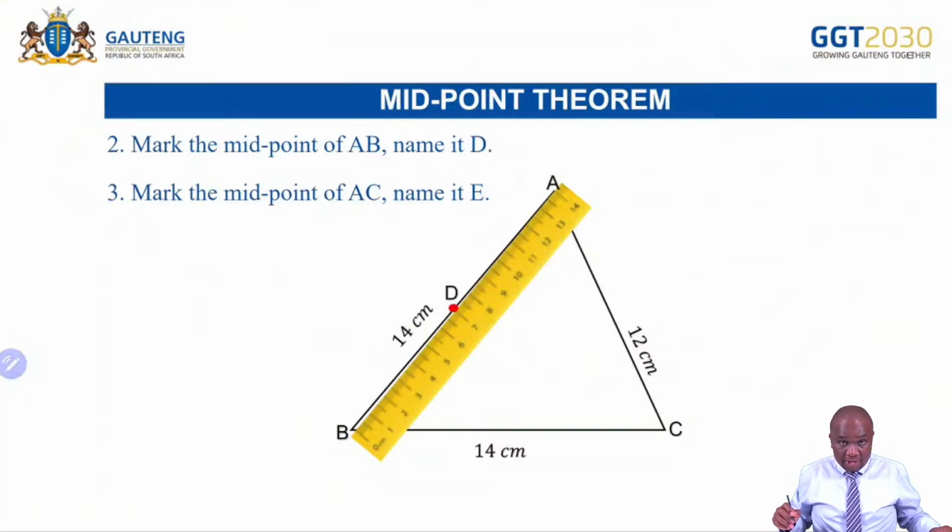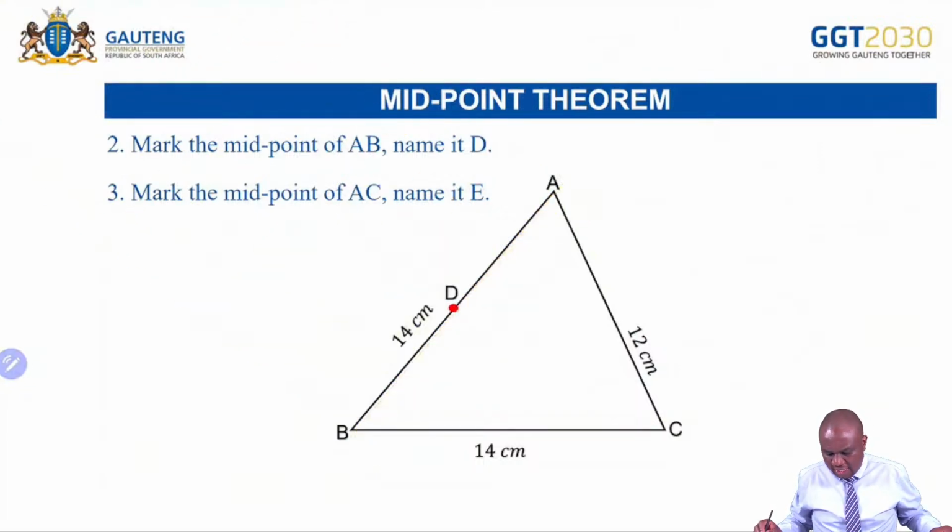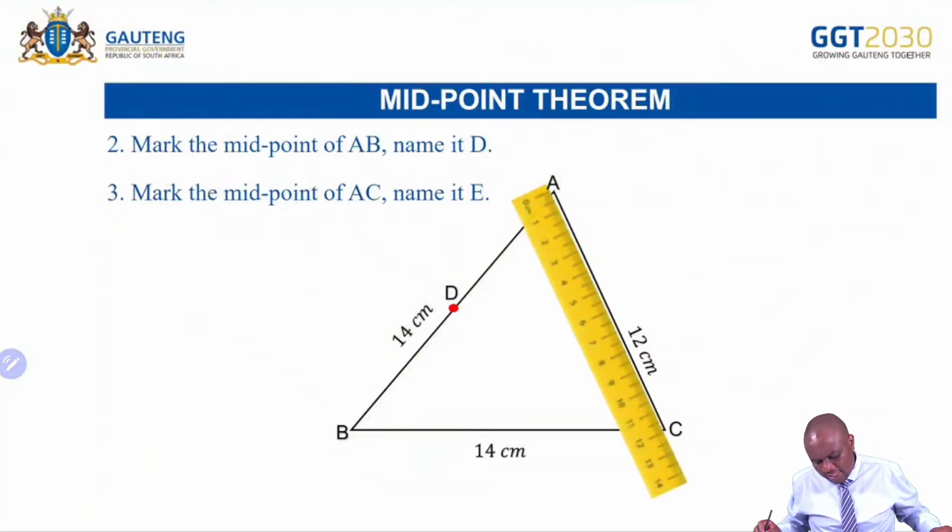Right, please mark your midpoint roughly. Estimate there. You don't need to use a ruler, just estimate and mark it with the letter D. Right, let's measure the other side, AC. AC is 12. So half of 12 is 6. So it means the midpoint is going to be at 6 there. Let's name this point E.